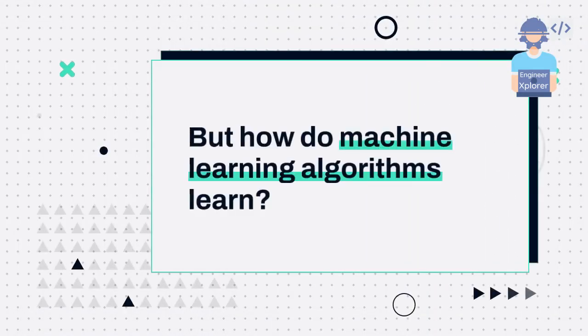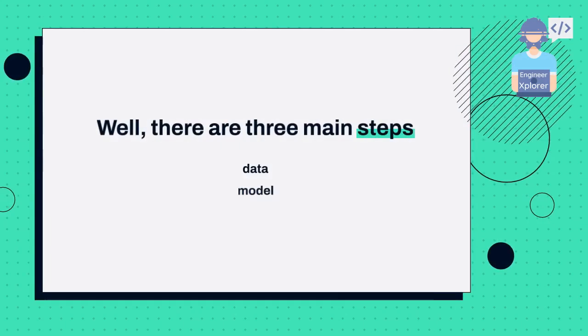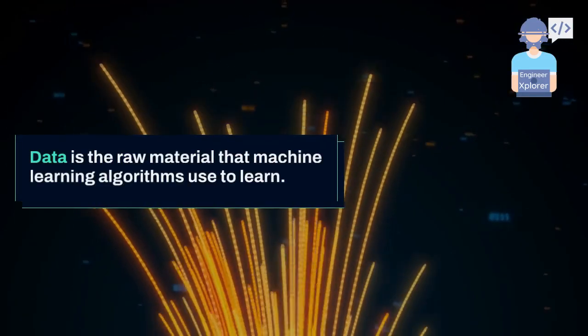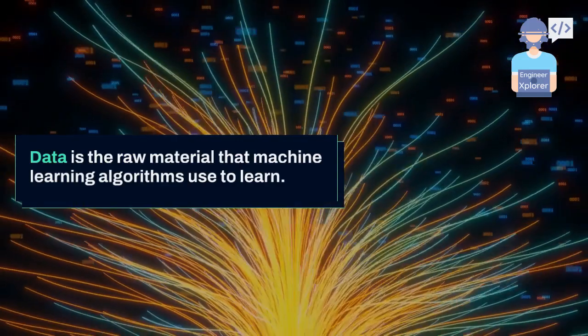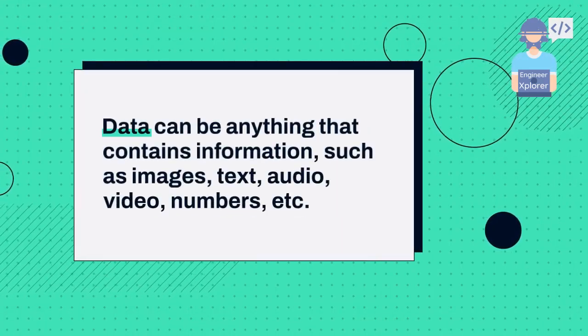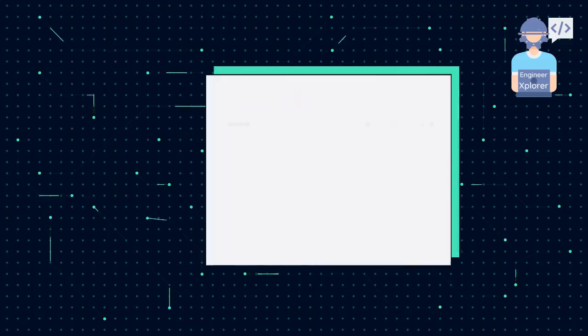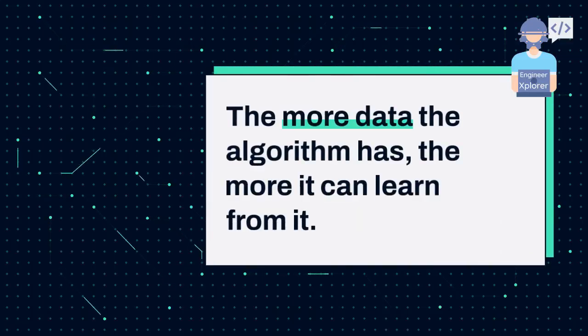But how do machine learning algorithms learn? Well, there are three main steps: data, model, and feedback. Data is the raw material that machine learning algorithms use to learn. Data can be anything that contains information, such as images, text, audio, video, numbers, etc. The more data the algorithm has, the more it can learn from it.